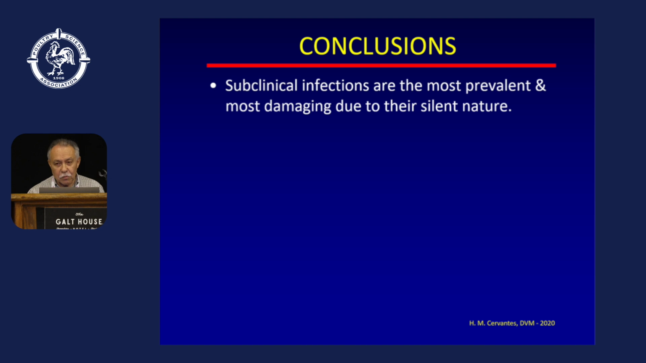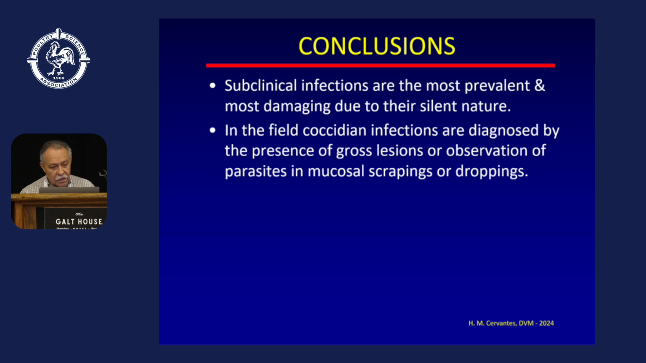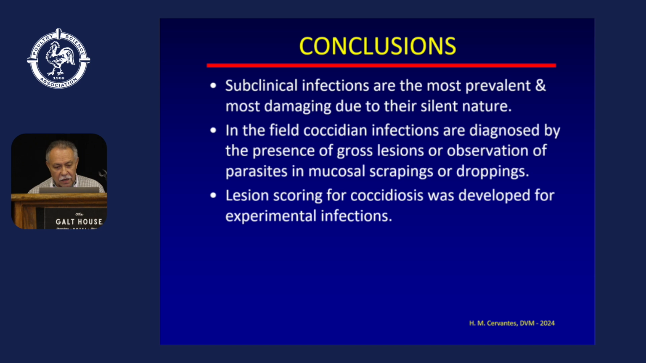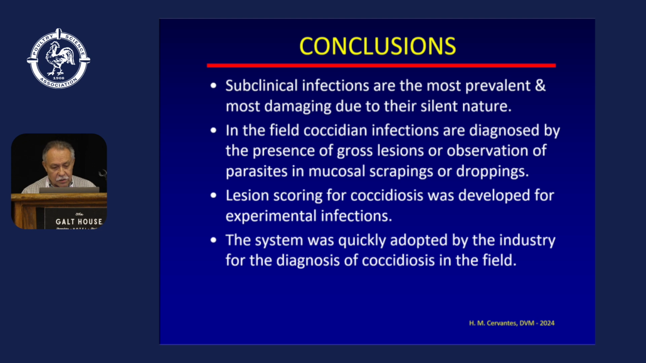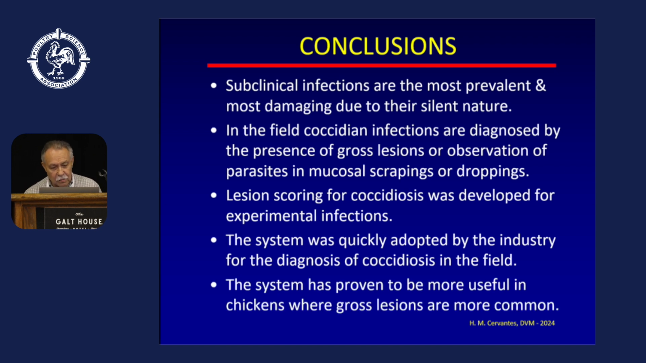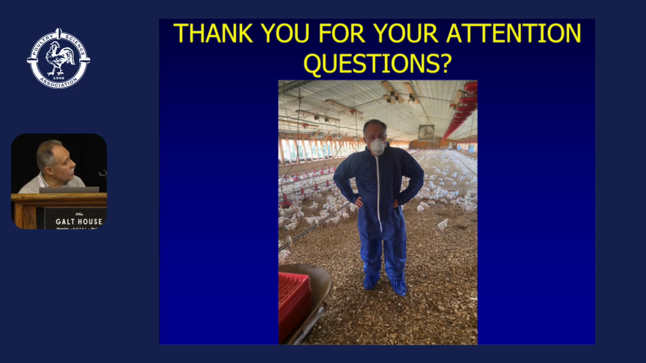Subclinical infections are the most prevalent and the most damaging due to their silent nature. In the field, coccidian infections are diagnosed by the presence of gross lesions or observations of parasites in mucosal scrapings or droppings. Lesion scoring for coccidiosis was developed for experimental infections. However, the system was quickly adopted by the industry for the diagnosis of coccidiosis in the field. However, the system has proven to be more useful in chickens, where gross lesions are far more common than in turkeys. And with that, thank you for your attention.